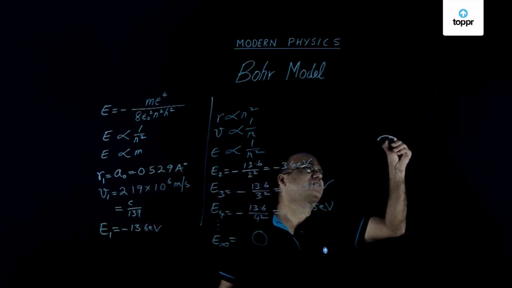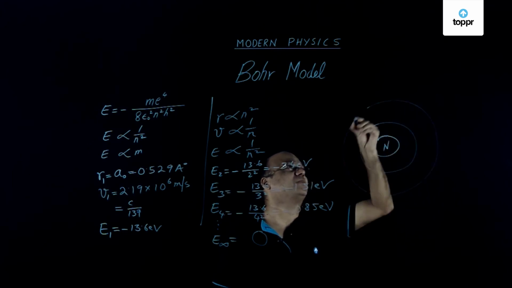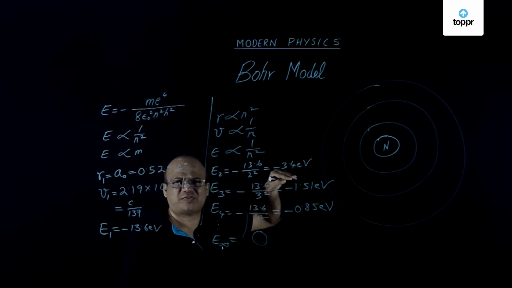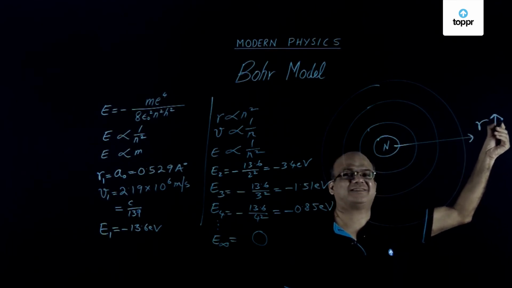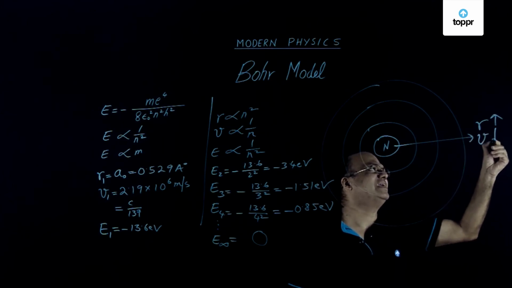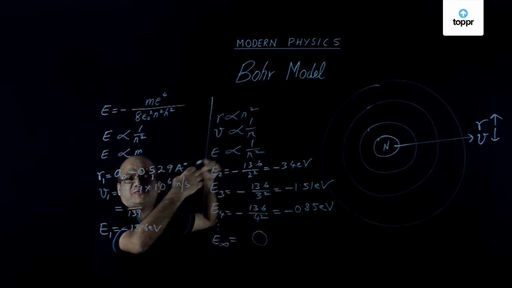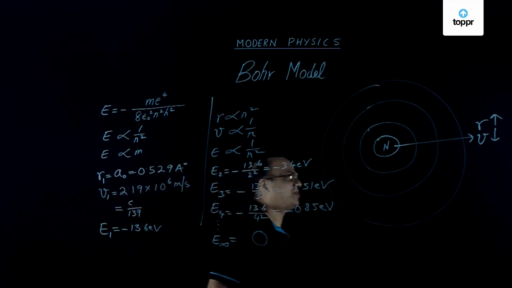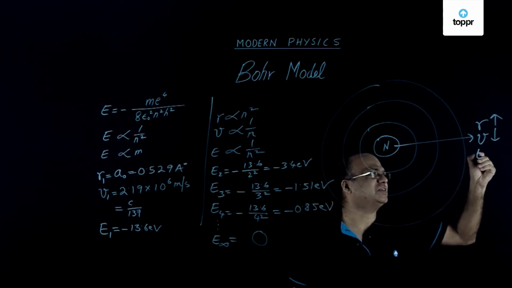This is the nucleus. This is first orbit. This is second orbit, and so on. As we go from inside to outside, it is very obvious that radius increases, the radius of the orbits. The velocity of electron decreases because V is proportional to 1 by n. As you go more outside, the force will decrease, okay, centripetal force. Therefore, V decreases. After this, let us look at energy. What happens to energy?